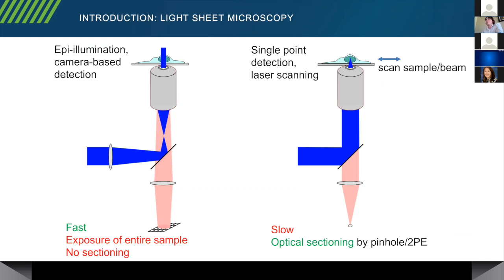At the other end of the spectrum, we have single point methods where we focus the light into a point, and then to get an image, we either scan the sample or the beam and then reconstruct the image on the computer. Hereby, we can get very good optical sectioning by either introducing an aperture like a pinhole, or by exploiting nonlinear excitation such as two-photon processes. However, the disadvantage is that this is generally a slow imaging method.